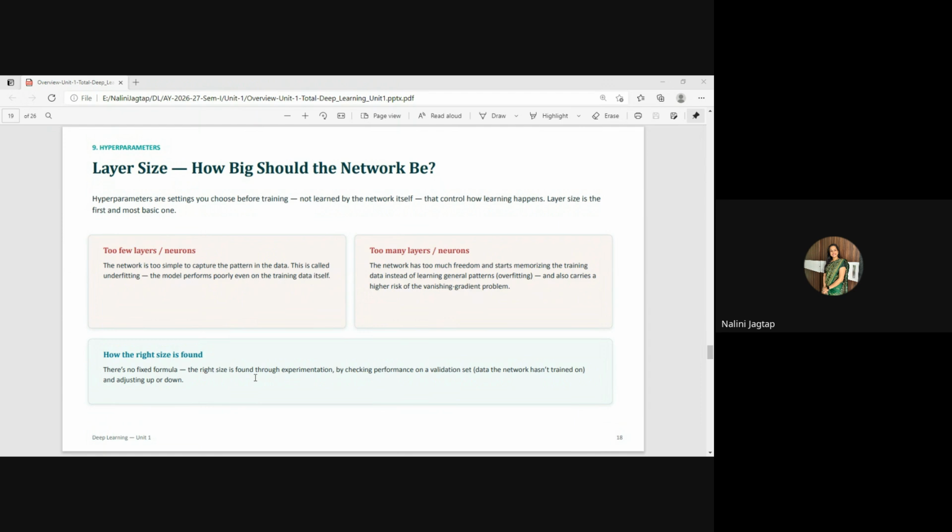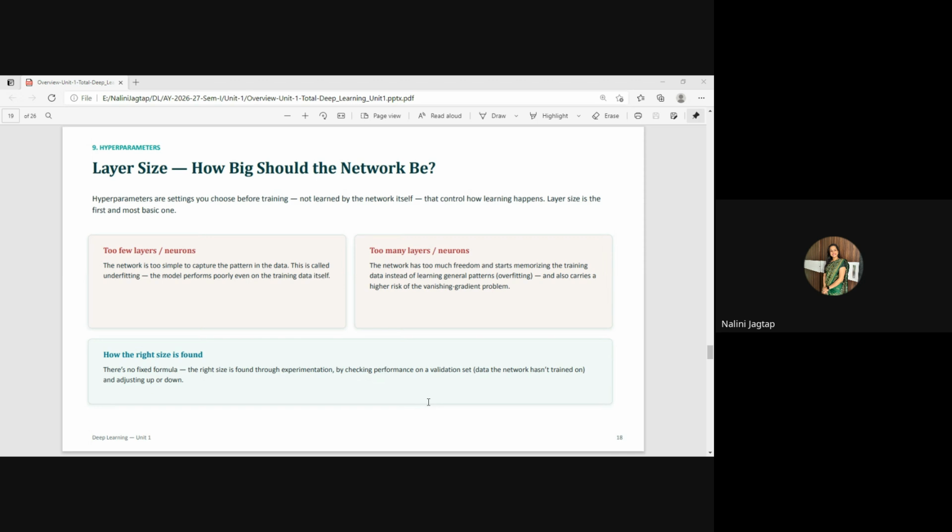And this failure is called overfitting, which also incidentally raises the risk of running back into the vanishing gradient problem discussed earlier. So unfortunately, this is one of our hyperparameters, which decides how large networks should be. And so there is no simple formula that tells us the correct size in advance. So in practice, the right size is discovered through patient experimentation, training several candidate architectures and comparing how well each one performs on the data.